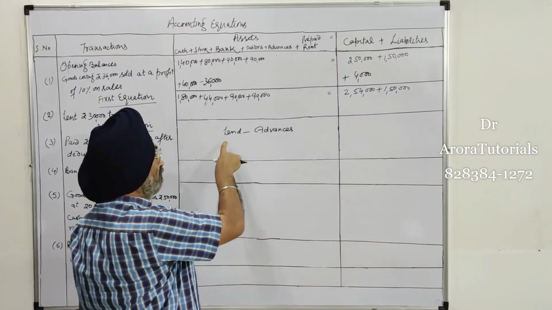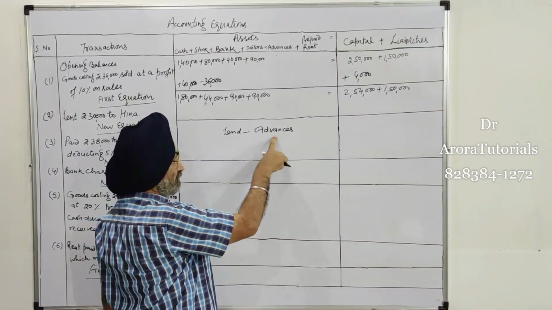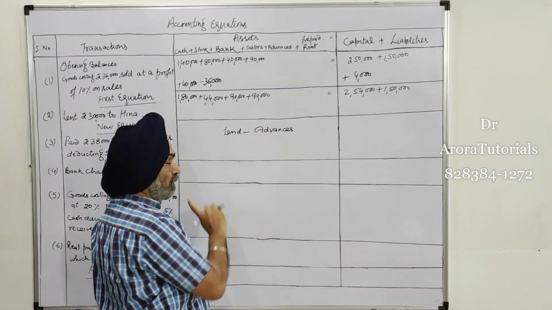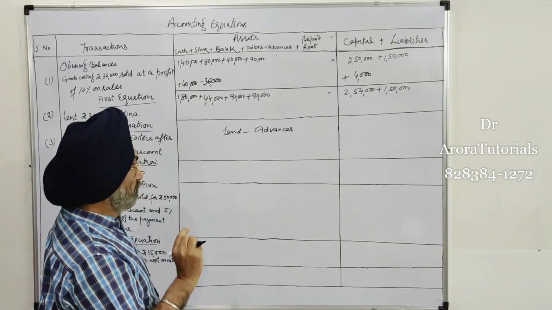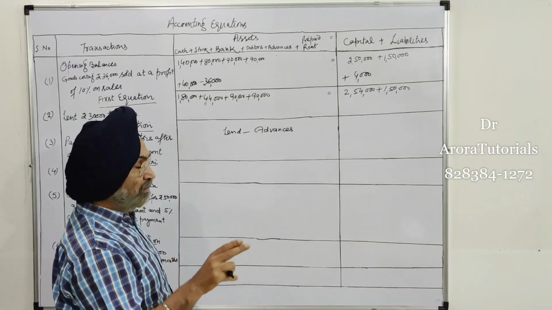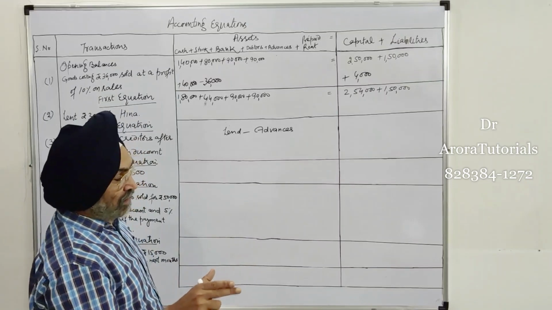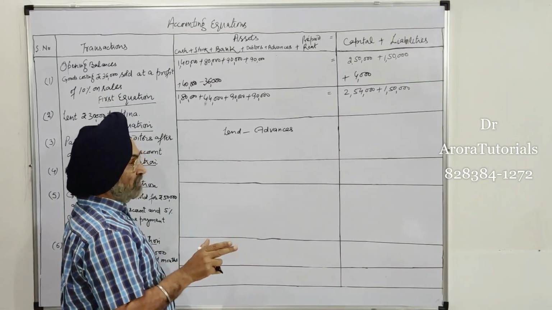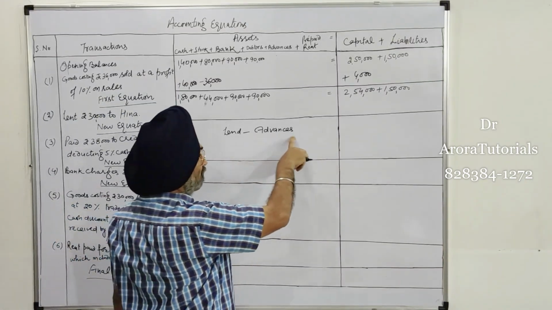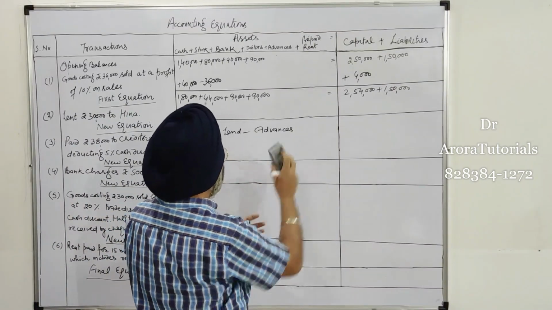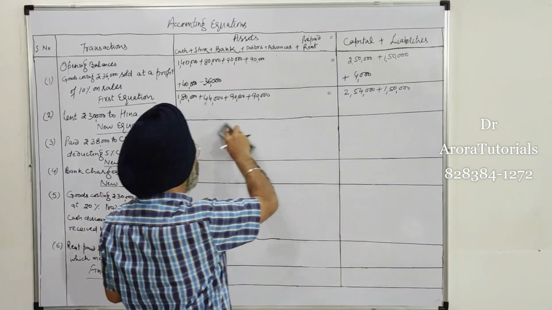So that is why when we lend the money, the word advances will be used, and when we borrow the money, the word loan will be used. That is why in a bank's balance sheet, you must have seen that whatever money is lent by the banks, they write it as advances. So advances is one of our assets.